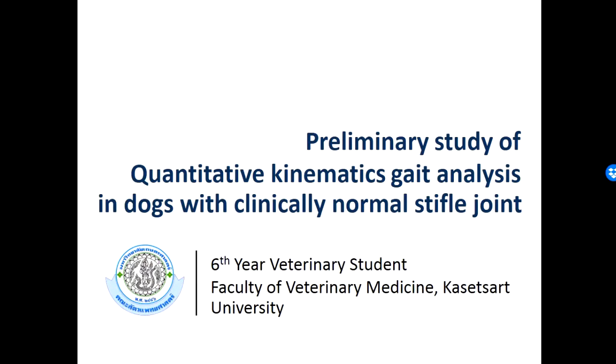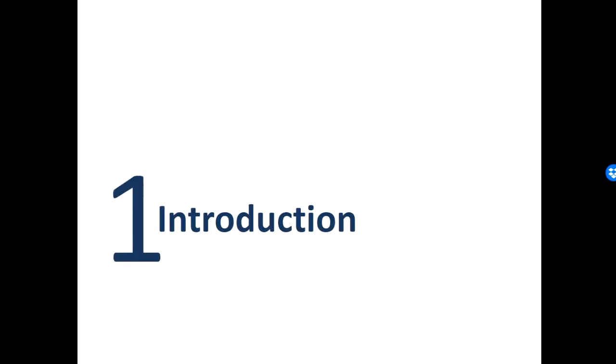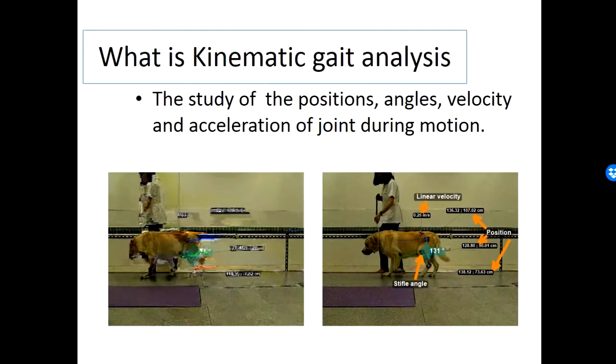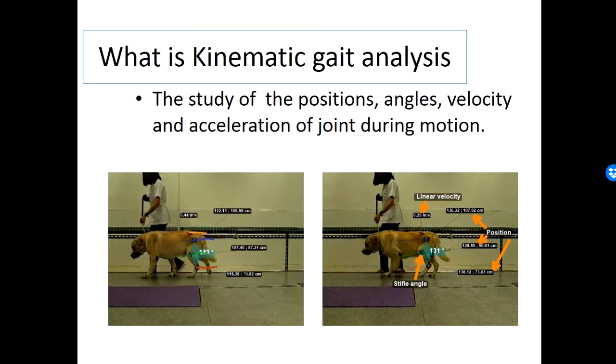Today, we would like to present a preliminary study of quantitative kinematic gait analysis in dogs with clinically normal stifle joint. Let's start with the meaning of kinematic gait analysis. Kinematic gait analysis is the study of the position, angle, velocity, and acceleration of joints during motion.